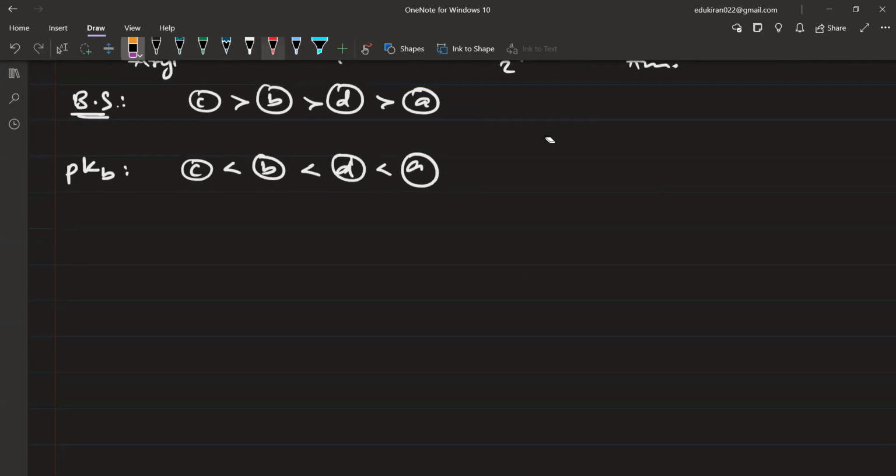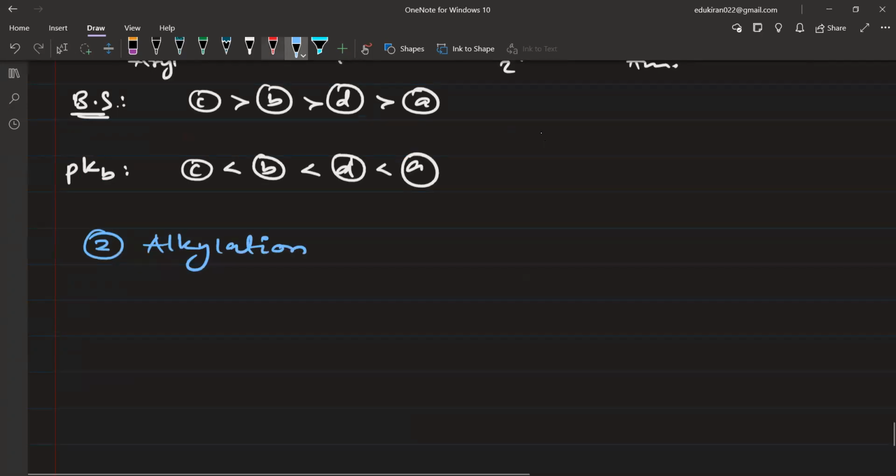Right. Second reaction: alkylation. You have just seen alkylation by the way, है ना.